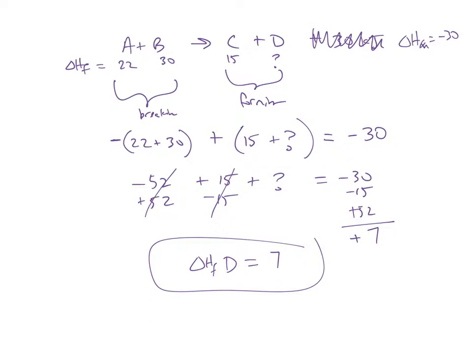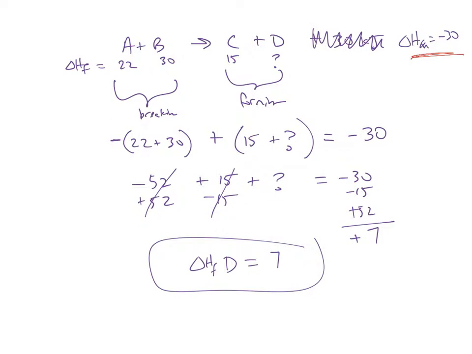So another way we can use enthalpy of reaction, besides calculating it, is to use it to figure out an unknown enthalpy of formation. Take my A, B, C, D. We know the enthalpy of formation for A is 22, B is 30, C is 15. We don't know it for D, but we do know that the enthalpy of reaction is negative 30.